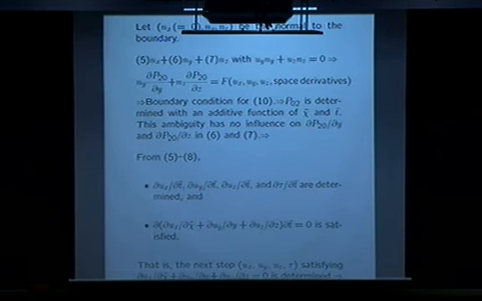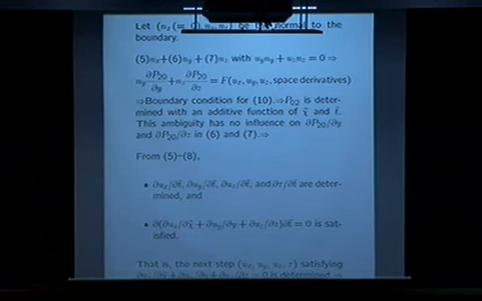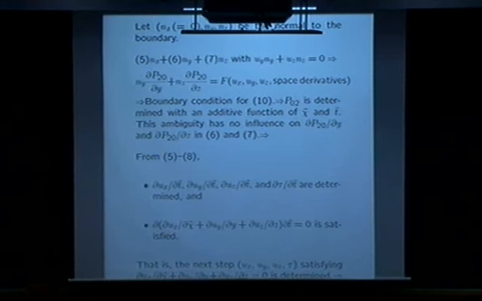But the P2 is determined with this condition. But this ambiguity has no influence on dp0, dpy, and dp2, dpz in the momentum equation. Okay, then all the terms except these are known. Therefore at the moment where t equals t0, these are determined.